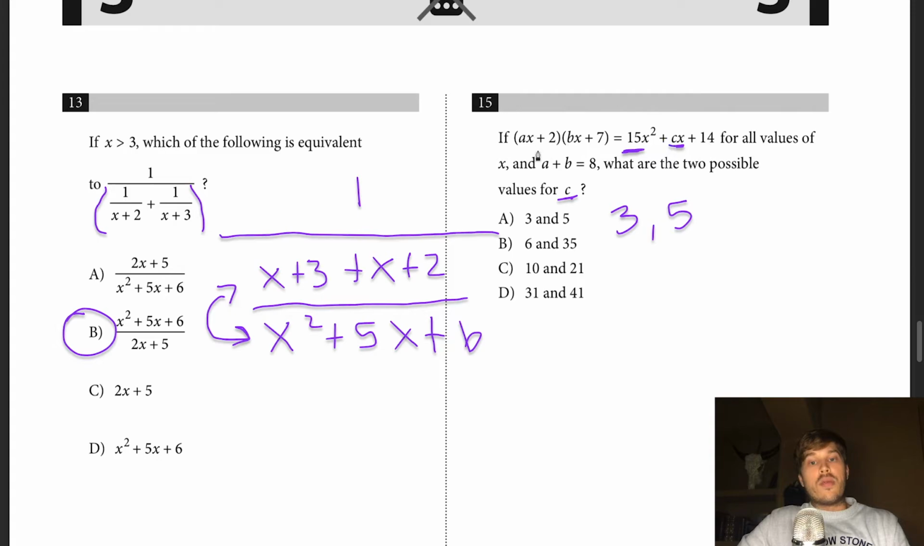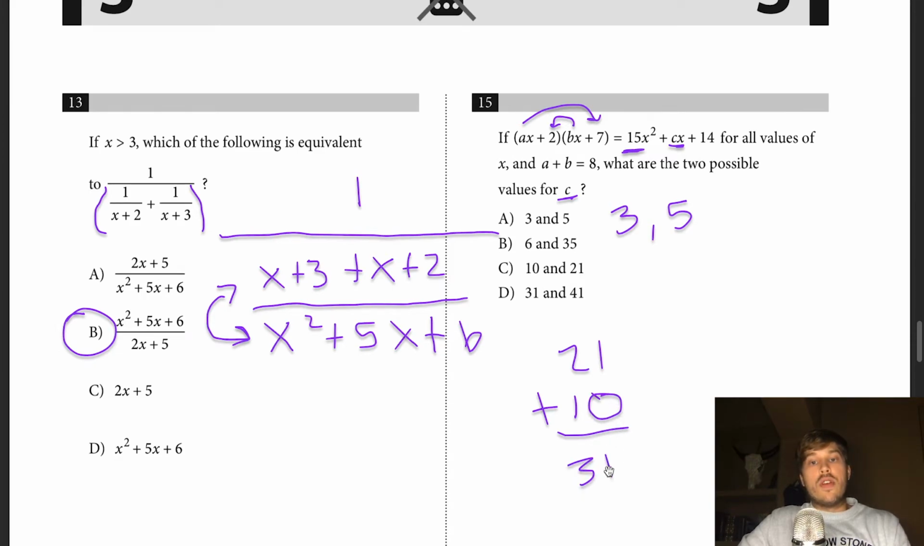Well, just plug in 3 for a and 5 for b, and then vice versa, and see the different values for c. So we plug in 3 for a, we're going to have 3 times 7, which is 21, plus b times 2, 5 times 2, which is 10. So 21 plus 10 is 31.